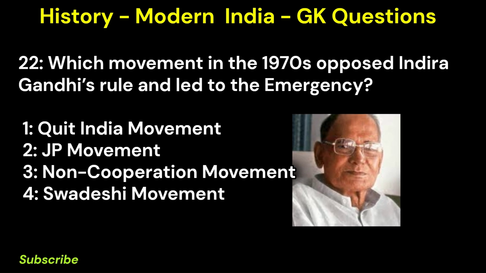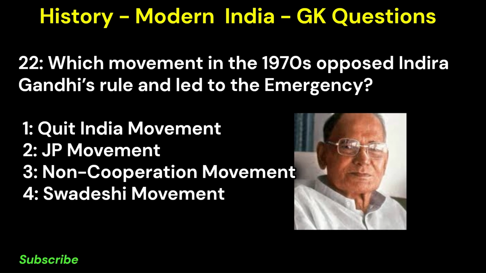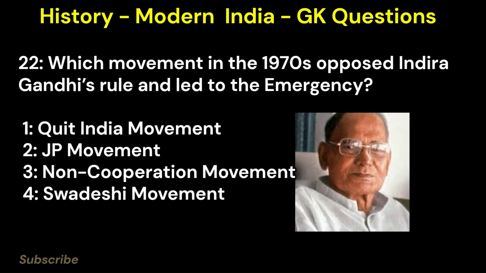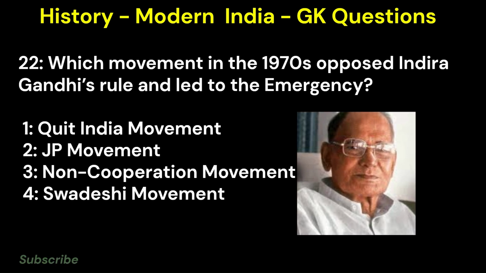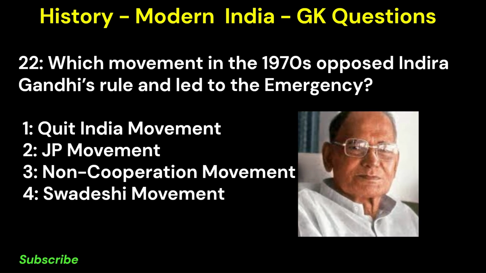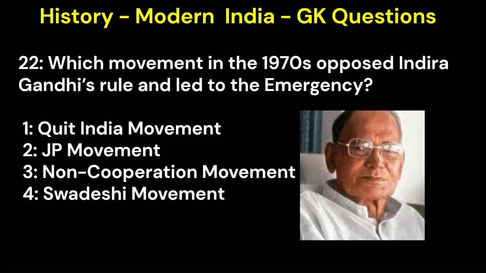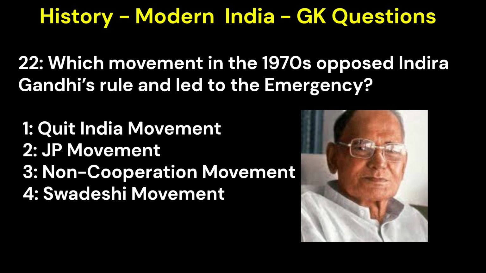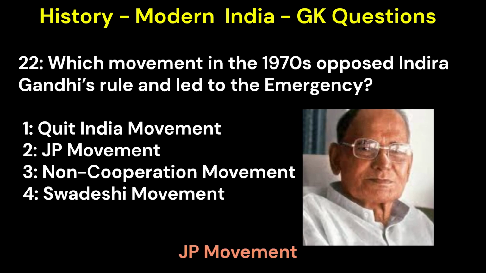Question number 22. Which movement in the 1970s opposed Indira Gandhi's rule and led to the emergency? The options are: Option 1, Quit India Movement. Option 2, JP Movement. Option 3, Non-Cooperation Movement. Option 4, Swadeshi Movement. The correct answer is JP Movement.